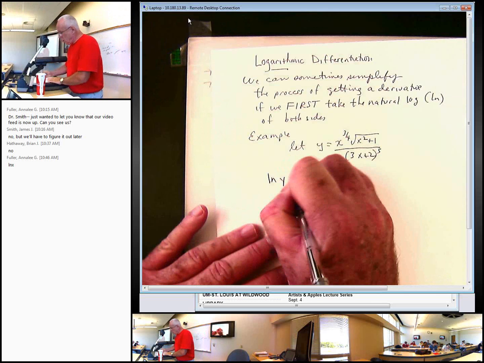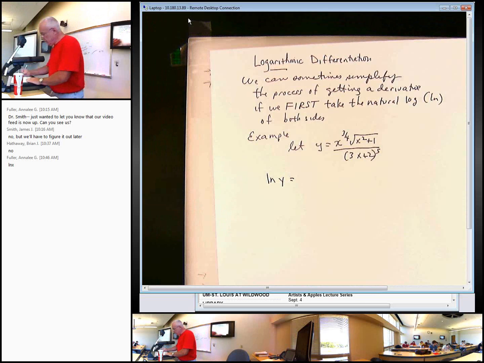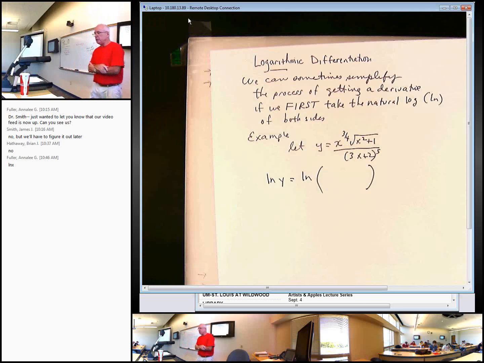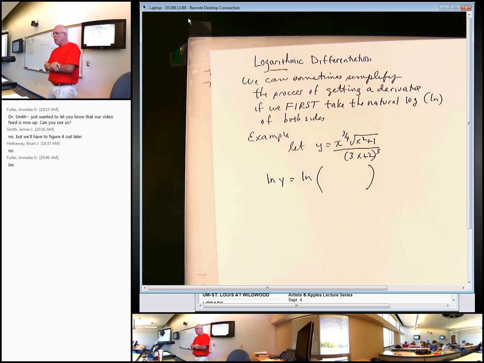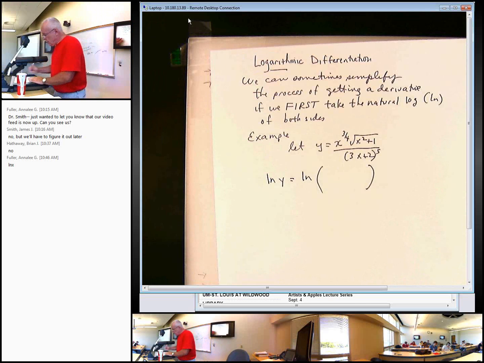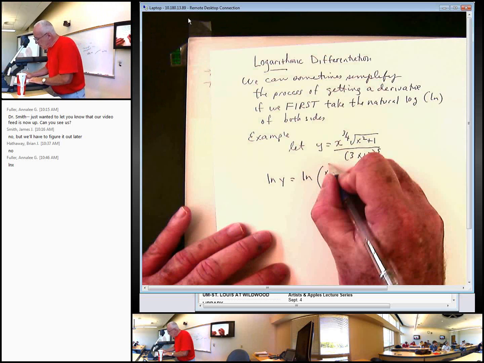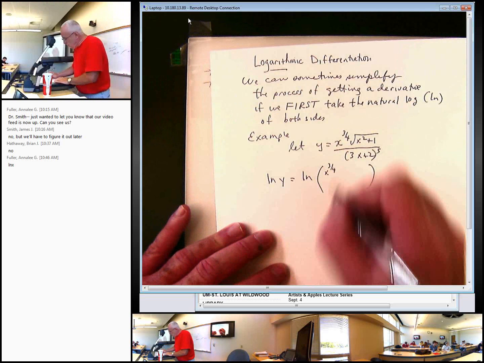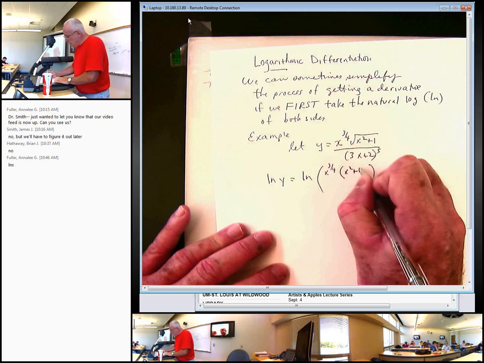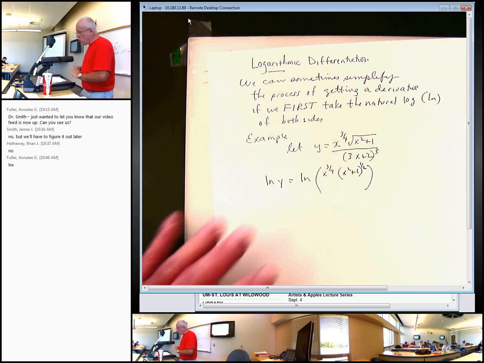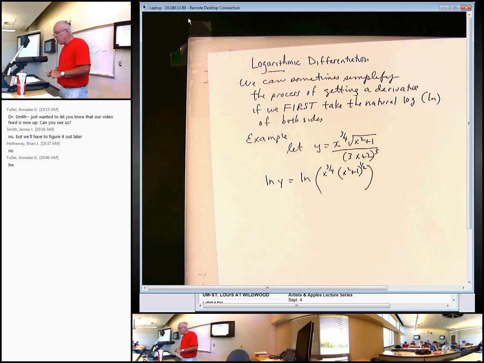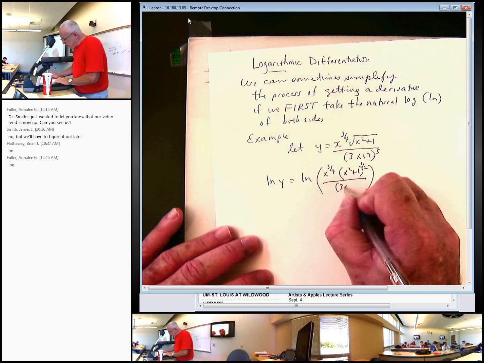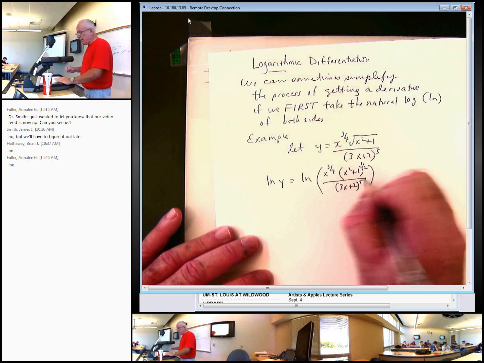So we'll have ln of y equals ln of, let me just put the whole thing in parentheses here, the ln of that. Now, well actually let me write it down. Okay. Except I'm going to write it a little bit different. See, x to the 3/4 power, let me rewrite x squared plus 1. Let's put that in parentheses to the 1/2 power. Let's at least get rid of the radical notation. All over, in parentheses, 3x plus 2 raised to the 5th power.